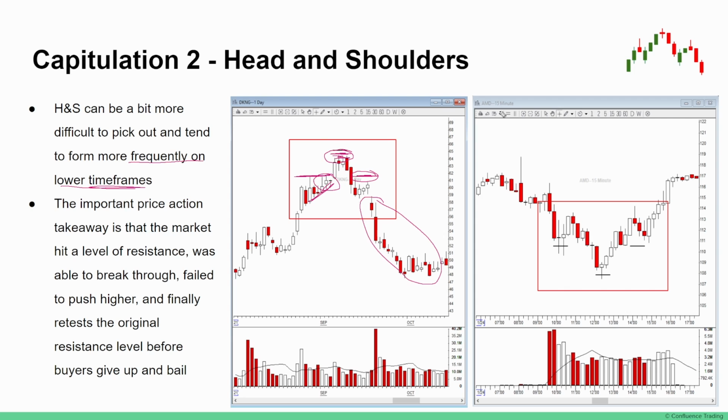So I've shown you another example here on AMD. This is an inverse head and shoulders pattern, but the ultimate takeaway with this is that you're breaking through a price level, failing past it, and then retesting it. And that leads to capitulation and a reversal of trend.